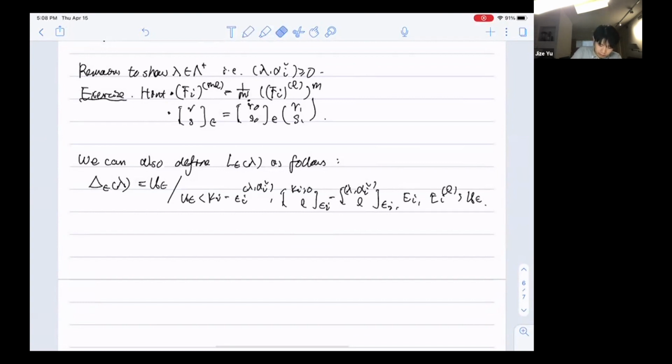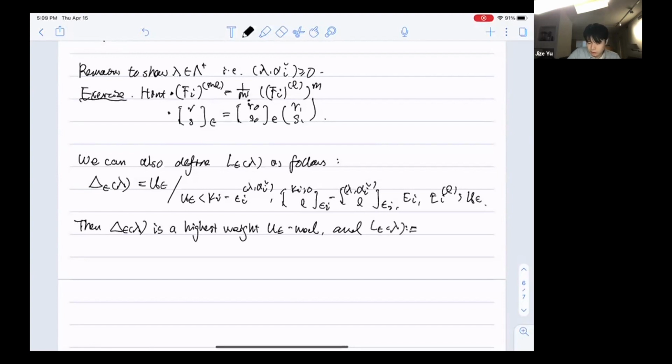Then we can see from the definition that Delta epsilon lambda is a highest weight U epsilon module. So we can just directly define L epsilon lambda as the unique irreducible quotient of this Delta epsilon lambda of highest weight lambda.